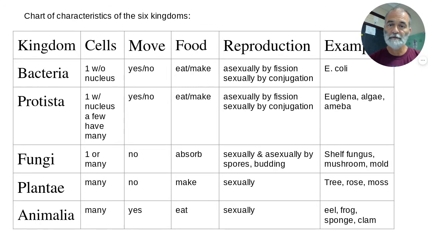Moving on to reproduction, things reproduce sexually or asexually. And there are different words that describe those different types of reproduction: fission, conjugation, budding. Fungi use these things called spores to reproduce. And then you can see in the last column there's some examples of the different organisms that are in the different kingdoms.